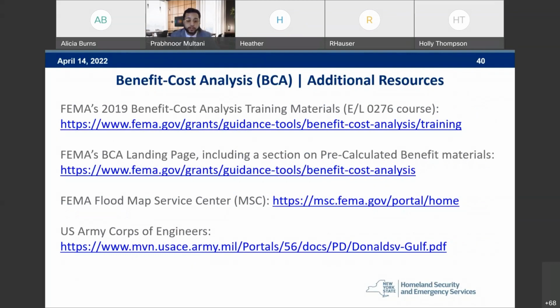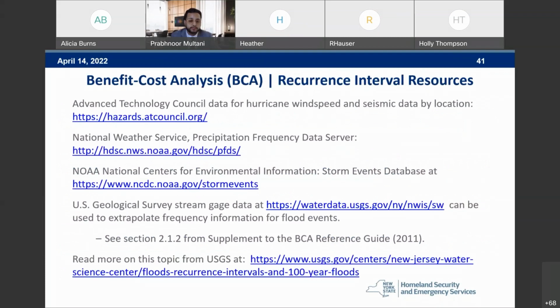Here are some more training materials and resources we have provided. Next slide, please. And then here are some other resources we provided that you can use in creating or using as supporting documentation to validate your occurrence intervals. These are NOAA, ATC, and the National Weather Service. These are all very helpful for getting that data. Next slide, please.